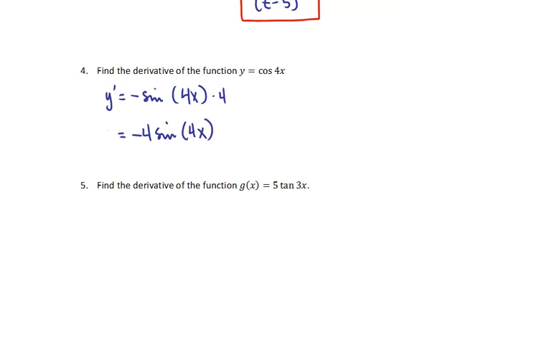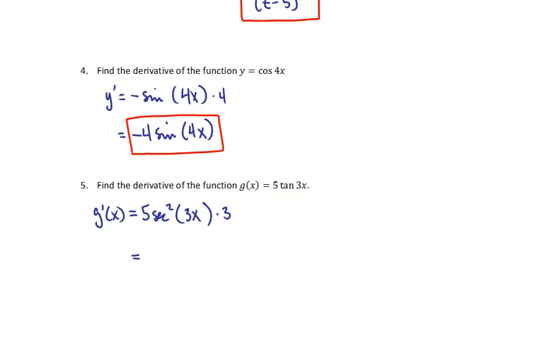With number 5, we're looking for the derivative of g of x equals 5 tangent of 3x. So g prime of x will be 5 times the derivative of tangent, which is secant squared. We'll leave the inside alone, times the derivative of the inside, which is 3, and simplifying we get 15 secant squared of 3x. And that does it for number 5. We'll go on to number 6.